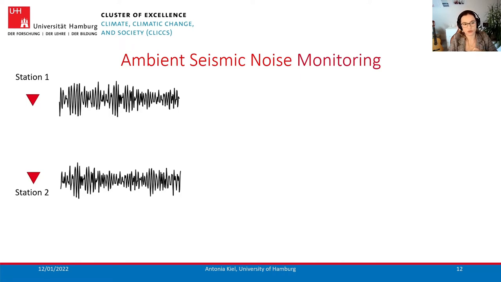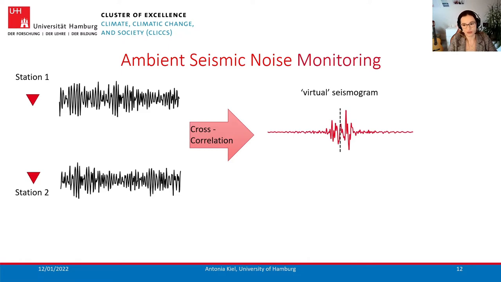How we do that is that we have now 2 stations which record this rather random looking noise. And then we cross-correlate the noise of the 2 stations. And this basically extracts the coherent part of the wave field running through both stations. And therefore we can then get our virtual seismogram. So what does this cross-correlation function or this virtual seismogram mean?